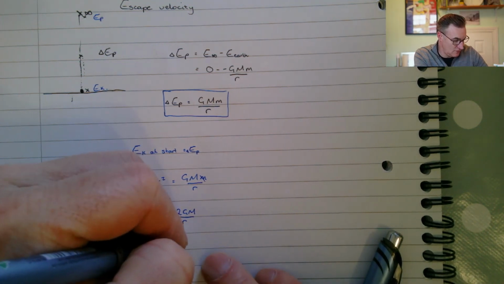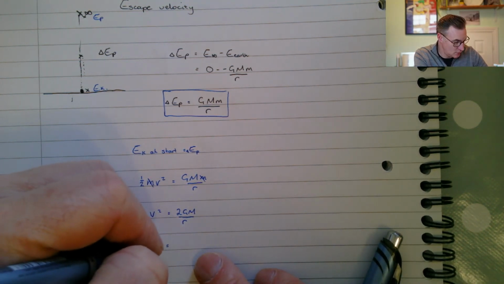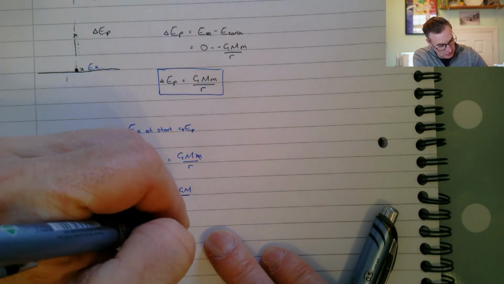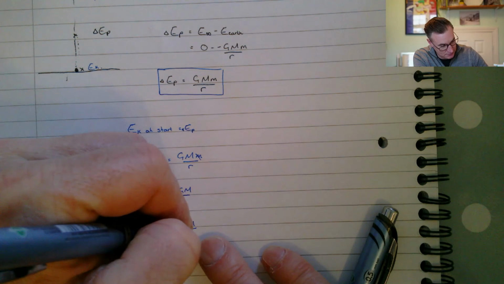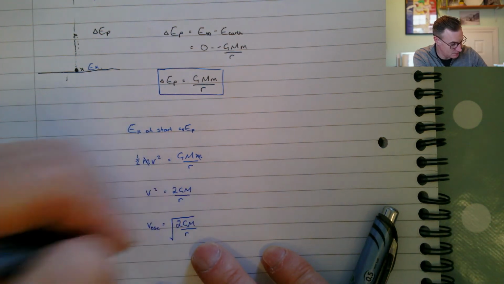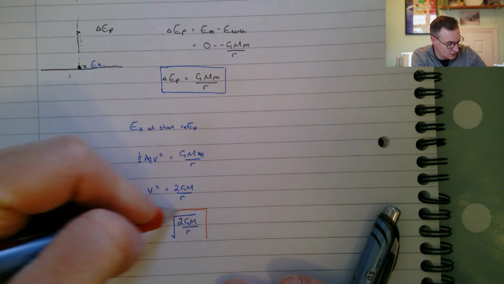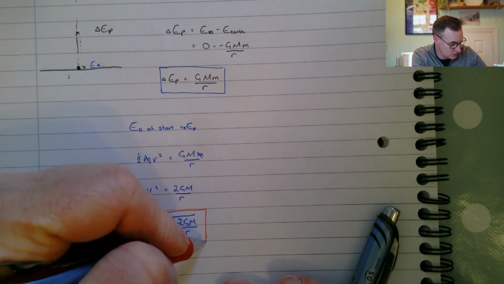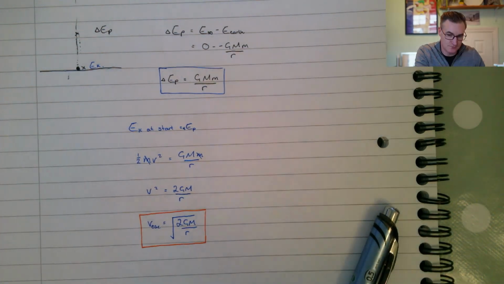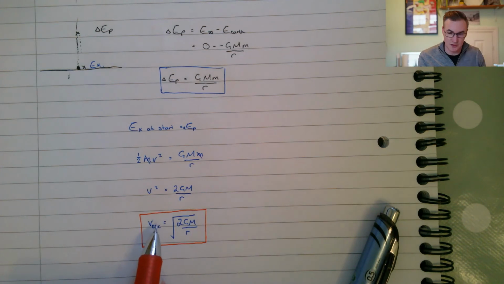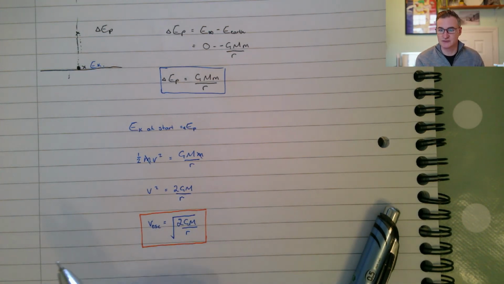And then v, and we'll say escape. So v escape is equal to the square root of 2GM over r. And so that would be the escape velocity of whatever object you have. So that's the minimum velocity required to escape the gravitational field of an object.